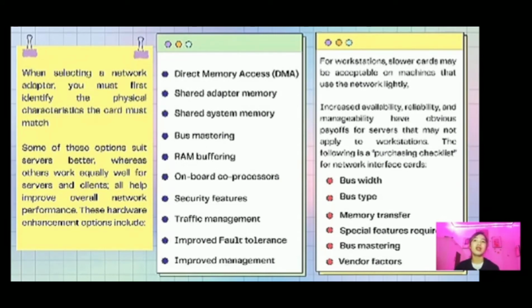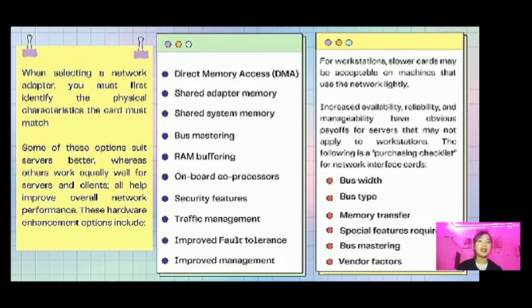When we say shared adapter memory, it means that the adapter buffers map directly into the RAM on the computer. So when the computer thinks it's writing to its own memory, it is writing to the buffers on the NIC. In this instance, the computer treats adapter RAM as its own.